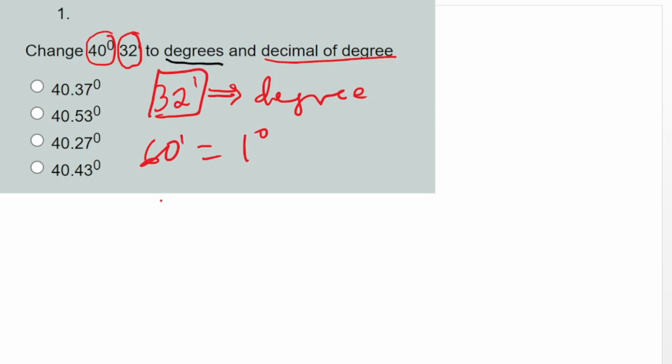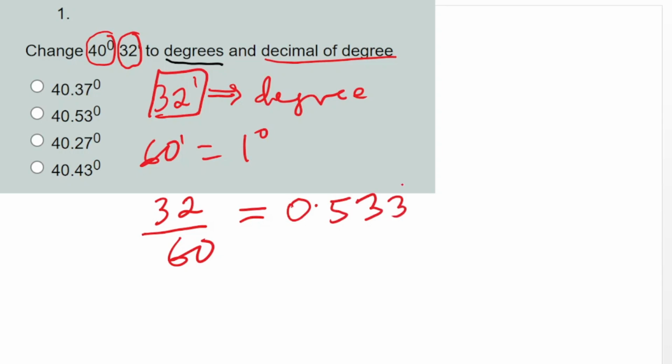So we have 32 divided by 60. You can use a calculator. 32 divided by 60 gives us 0.53333, continuing like that. But the question asks us for decimals of degree, so this will be 40.53 degrees. That is the answer here. I hope this is very clear. You must have seen your mistake here now.